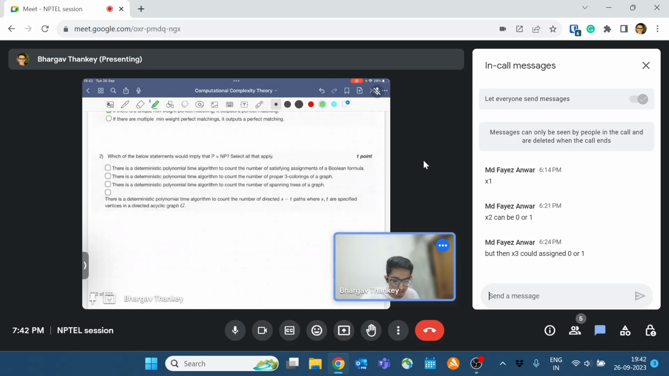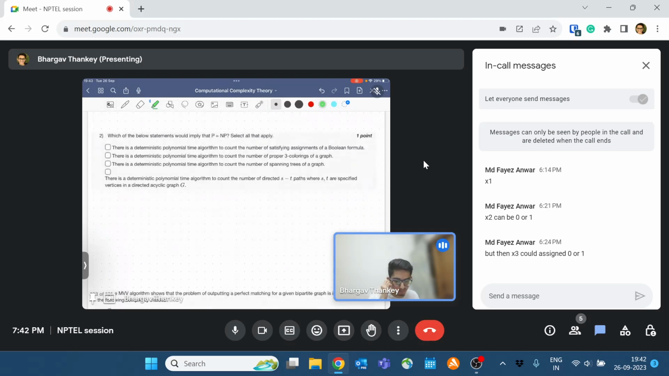So the next problem is: which of the below statements would imply that P equals NP? Select all that apply. There is a deterministic polynomial time algorithm to count the number of satisfying assignments of a Boolean formula. There is a deterministic polynomial time algorithm to count the number of proper three colorings of a graph. There is a deterministic polynomial time algorithm to count the number of spanning trees of a graph. And there is a deterministic polynomial time algorithm to count the number of directed s-t paths, where s and t are specified vertices in a directed acyclic graph. So which of these four would imply P equals NP?